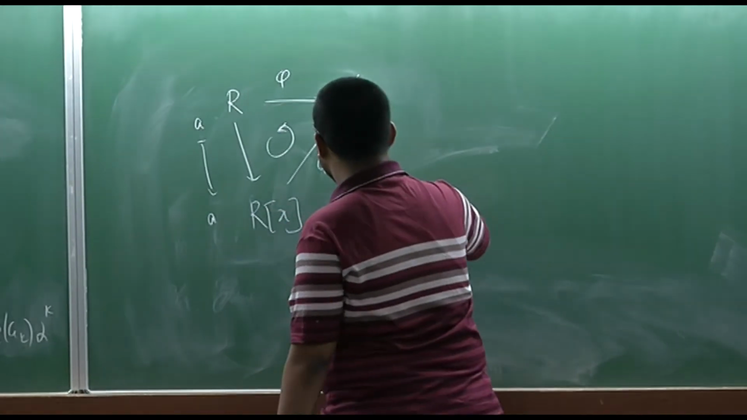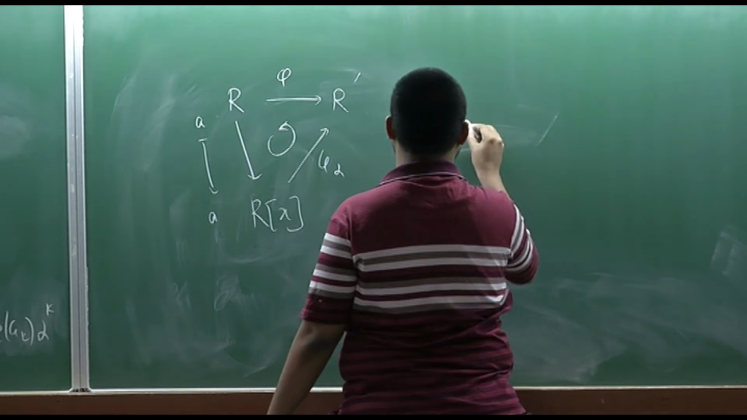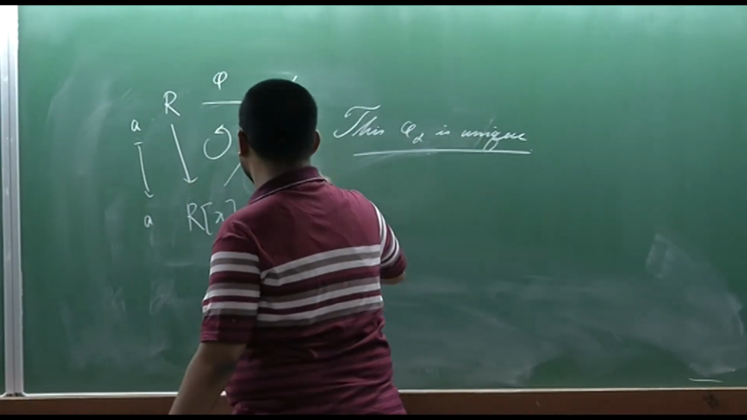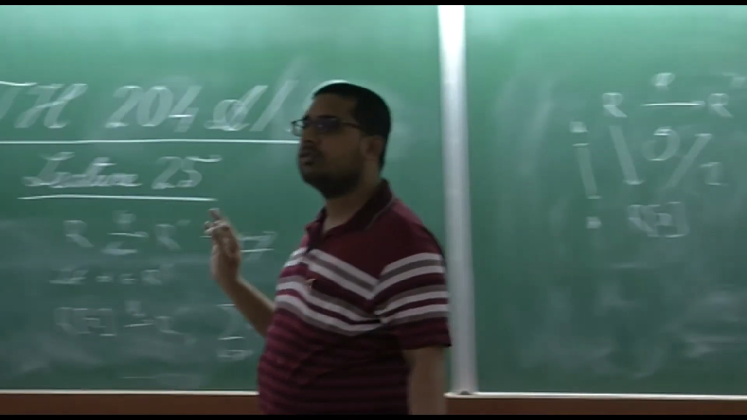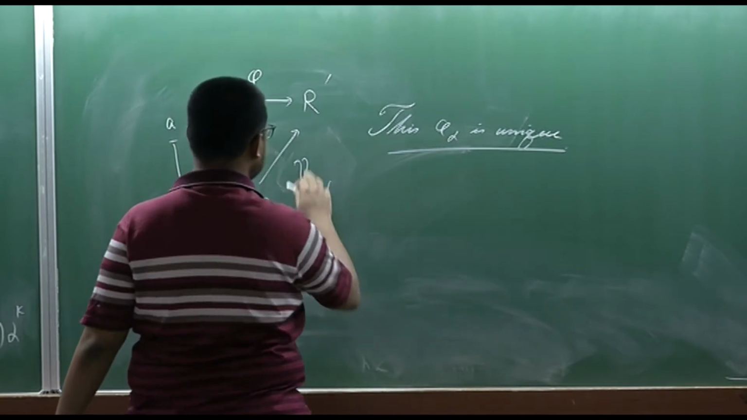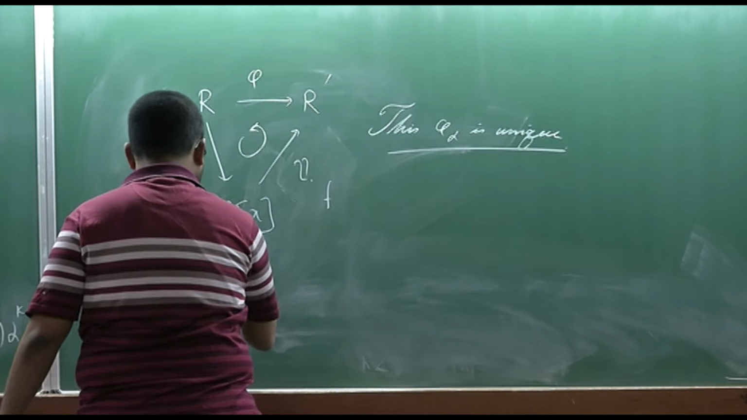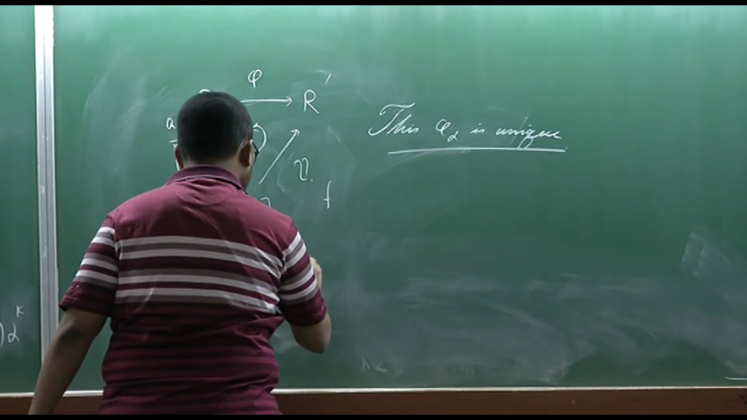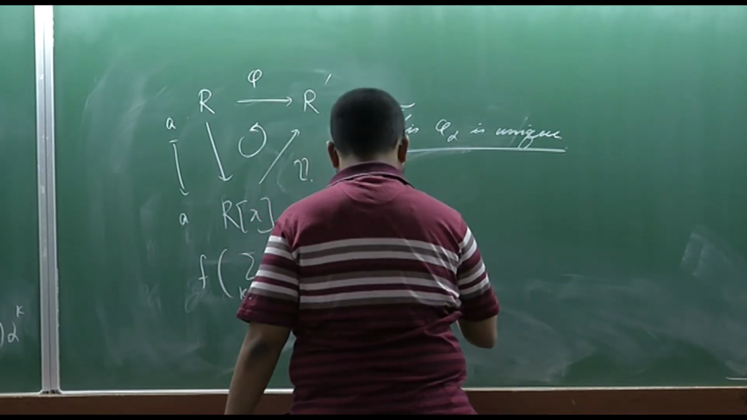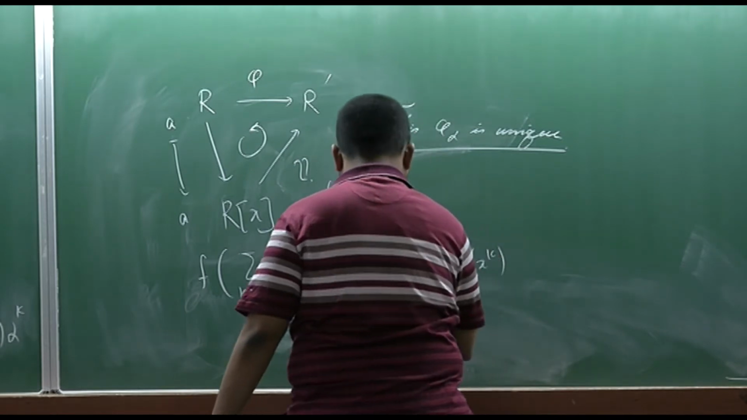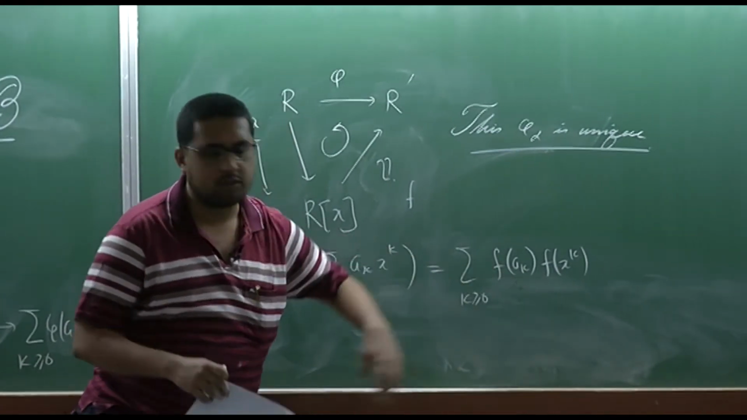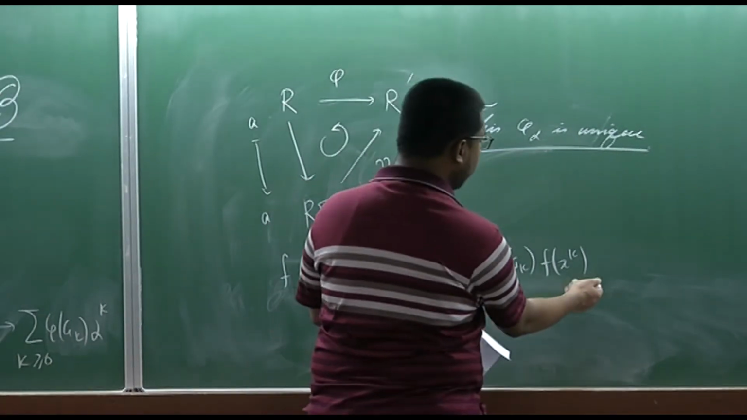So, given phi and alpha, we have a map that makes this diagram commutative. Furthermore, this phi alpha is unique. Let me explain what it means. Suppose we want to look for some homomorphism here that makes this diagram commutative. Suppose f is a homomorphism that makes this diagram commutative. Then f of any typical polynomial, since f is a homomorphism, is nothing but the sum of f of a_k times f of x to the power k. Since a_k is 0 for all but finitely many k, f of a_k is also 0 for all but finitely many k, so this is actually a finite sum.